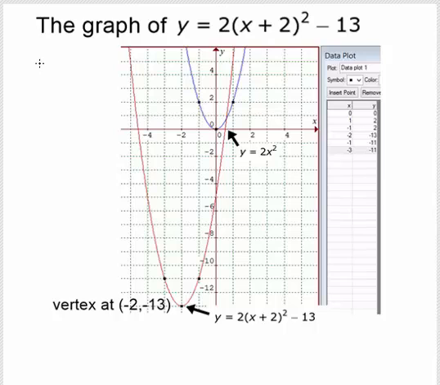I have the parabola y = 2x² graphed as a reference, with the vertex (0, 0) and the 2 points (1, 2) and (-1, 2). Just move all three of those points 2 units to the left and down 13, and we get our parabola with the 3 points shifted shown in red.